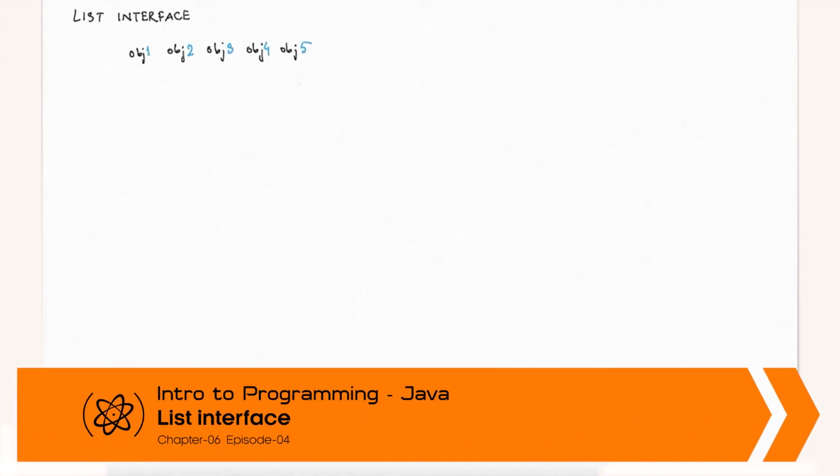Okay, so what is a list interface? What does the list interface allow us to do? Let's imagine that we have 5 objects and we want to group these objects together and then work with them in some way. So this is our group of objects. This is our collection. List is a kind of collection with its own unique properties.